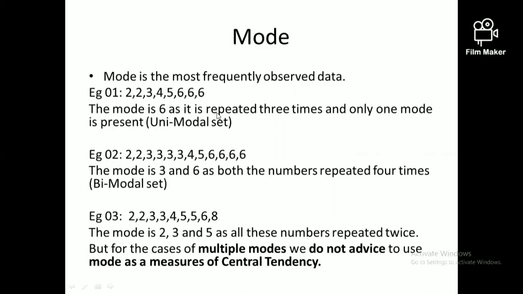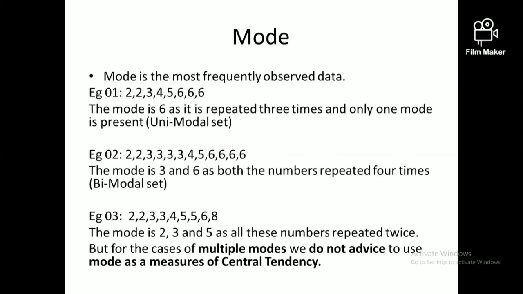All other information is repeated fewer times than that. Therefore, 6 is the mode, and here there is only one mode. Therefore, we call it a unimodal set because it has only one mode. But if you come across example 2, here you have 2 modes. 3 is repeated 4 times and 6 is also repeated 4 times. Therefore, this is a bimodal set. There are 2 modes we can see, right?